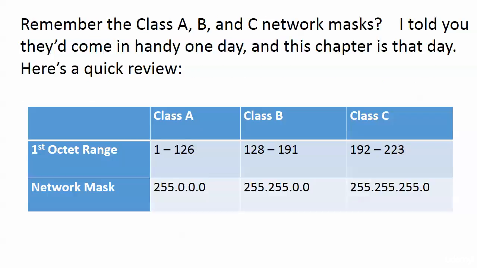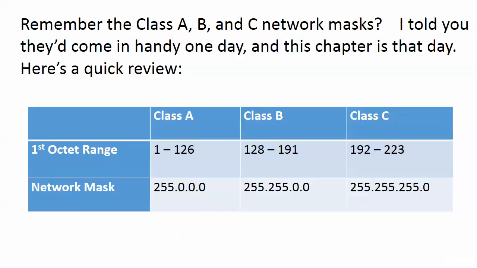Hey, remember these? These are your Class A, B, and C network masks and your ranges. And I told you they'd come in handy one day. It's not just something you have to memorize. Well, this chapter is that day. Here's a quick review of them. Class A, first octet is 1 through 126, and the network mask is 255.0.0.0, or in prefix notation, /8.